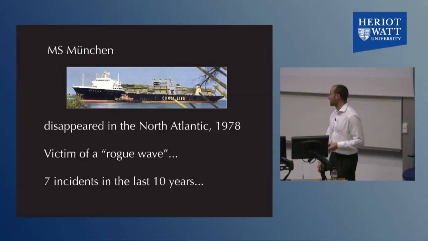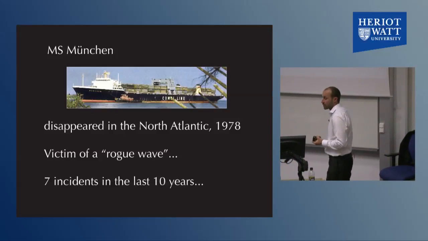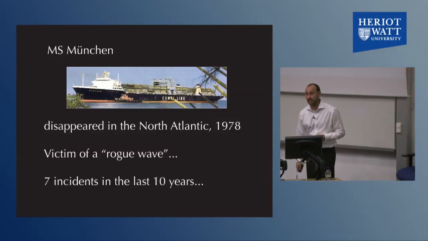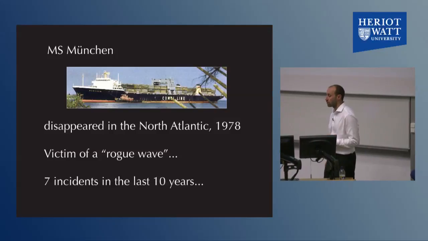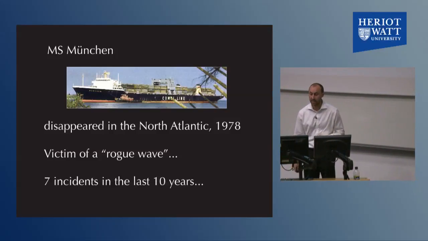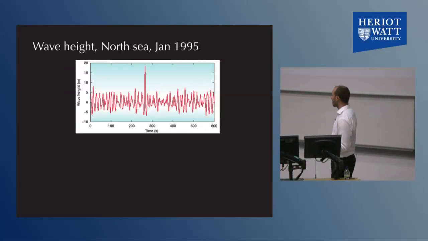The MS München was a cargo ship that disappeared in the North Atlantic in 1978. And it is now recognized as being a victim of a so-called rogue wave. And there have been quite a few in the meantime. There have been at least 7 incidents in the past 10 years. So what are rogue waves?